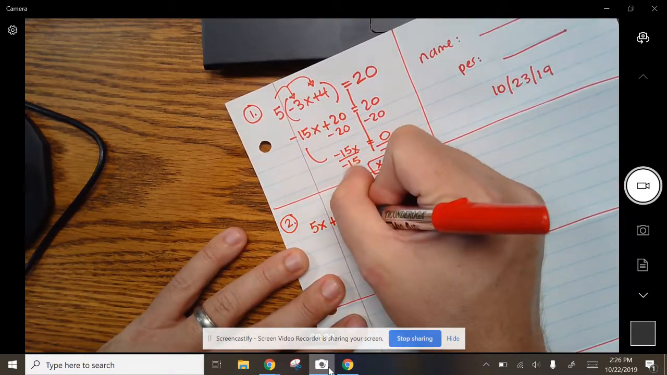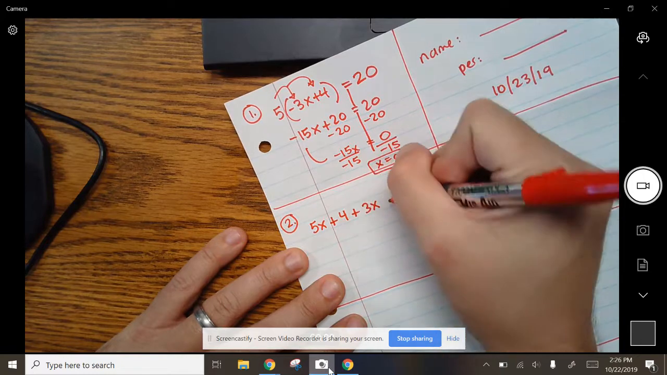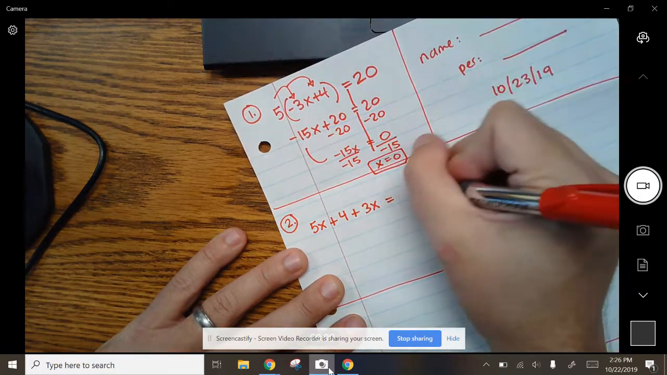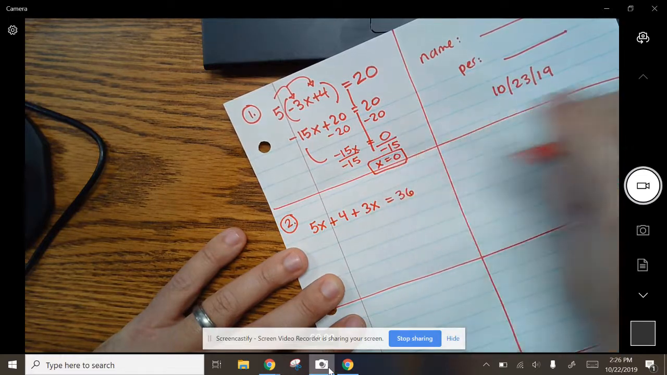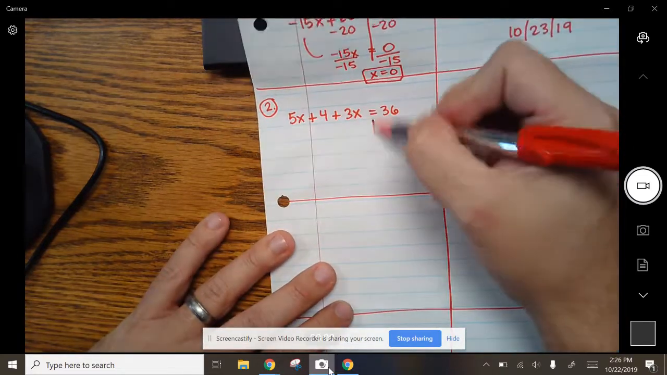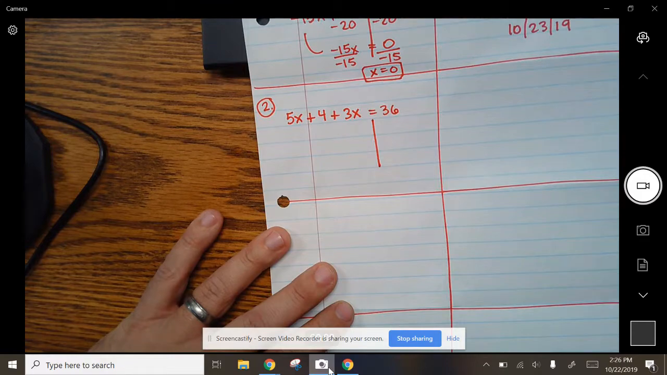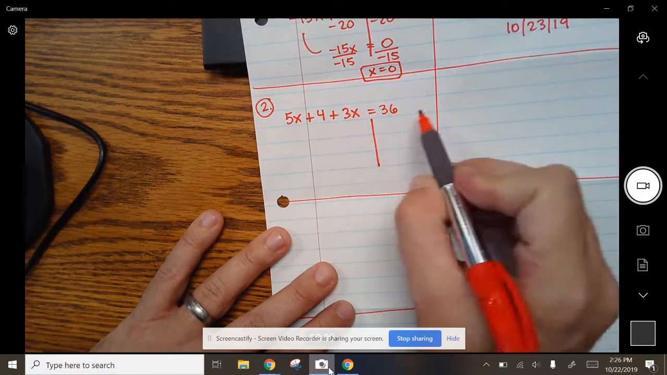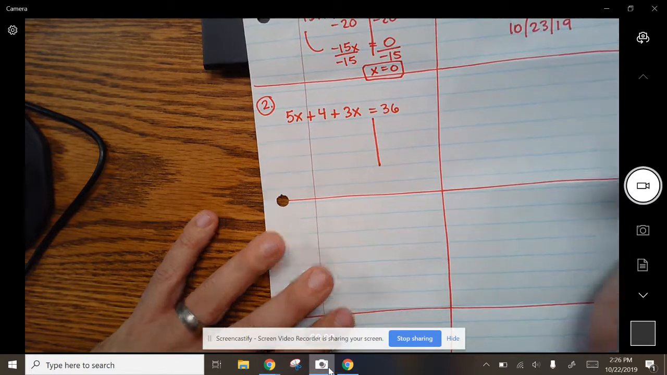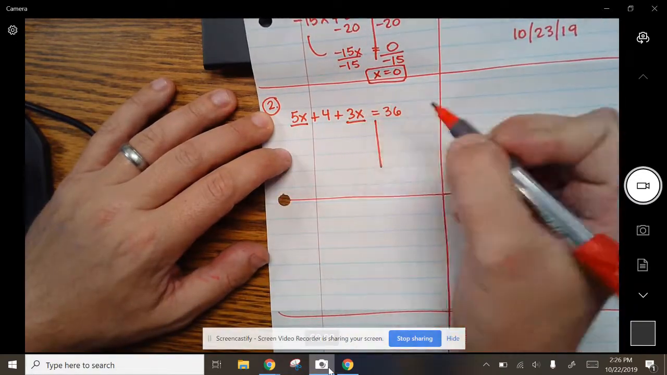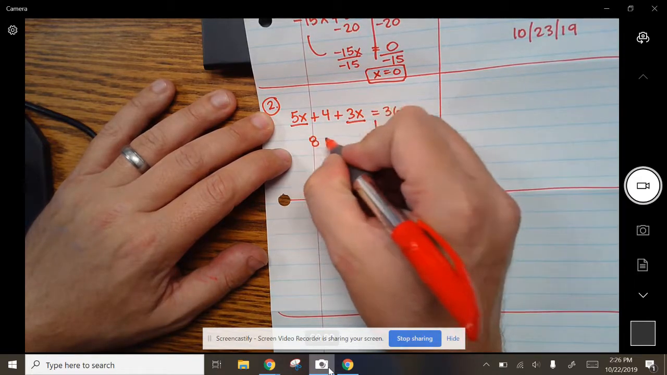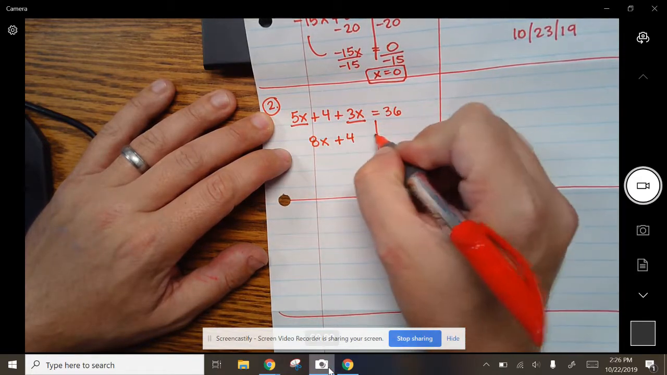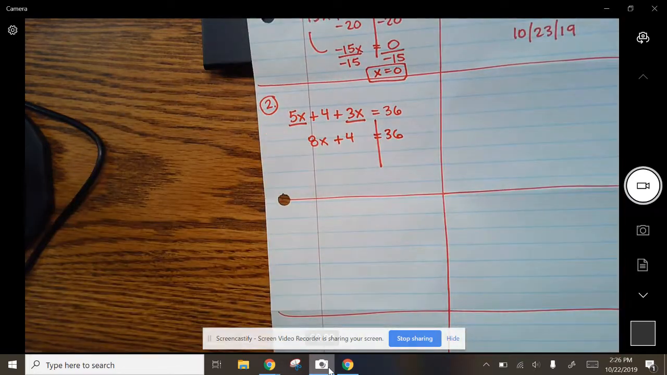5x plus 4 plus 3x equals, let's say, 36. All right, your first step is to look at both sides of the equation, and then eventually once you look at both sides, you should be able to see something. You should notice those two are x's. This is just a number. This is just a constant. You can combine those together and get 8x plus 4 equals 36.